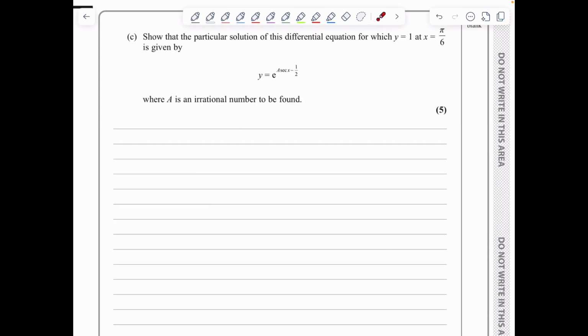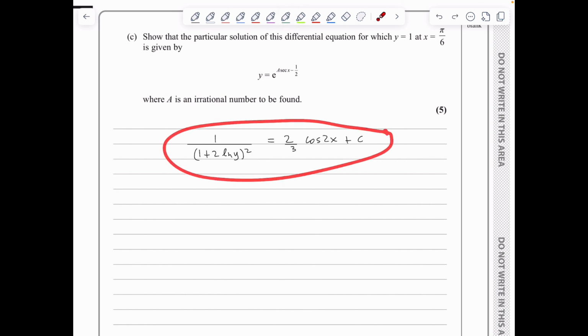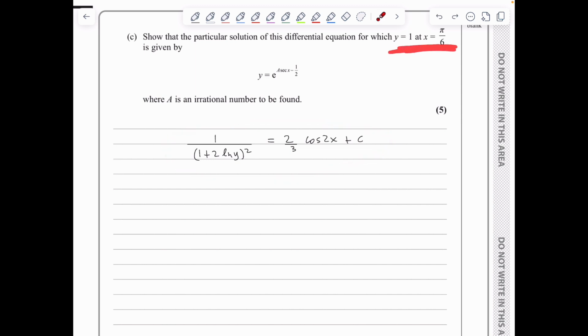In part C, we need to show that the particular solution of this differential equation satisfying that y is 1 when x is pi over 6 is given by y is e to the a sec x minus a half, where a is an irrational number to be found. Well, from part B, we have arrived at 1 over 1 plus 2 ln y squared is 2 over 3 cos of 2x plus c. The first thing to do is use the boundary condition that x is pi over 6, y is 1 to find the value of c.